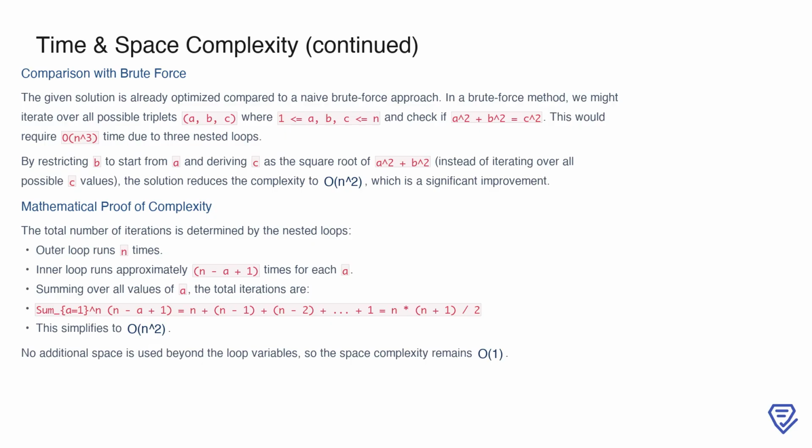This sum is n plus (n-1) plus (n-2), and so on, which equals n times (n+1)/2, simplifying to O(n squared). Since no additional space is used beyond the loop variables, the space complexity remains O(1), making this approach both time and space efficient.